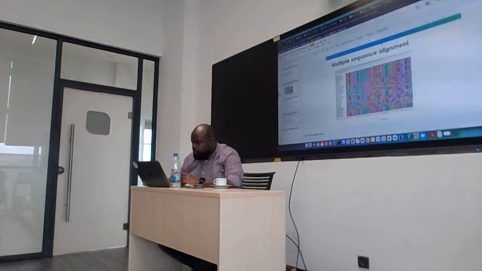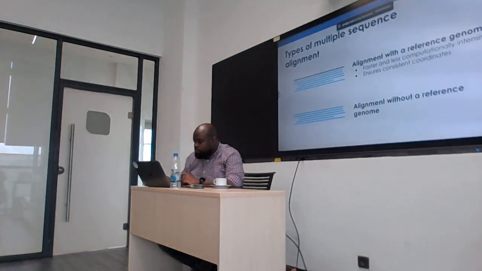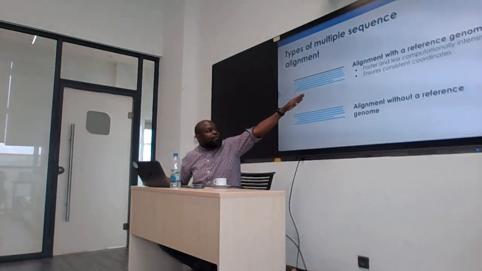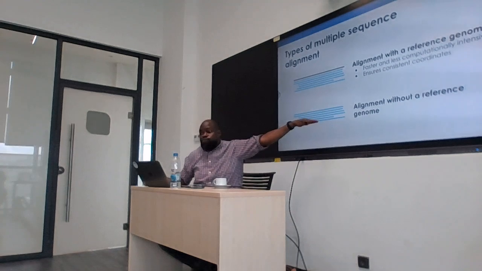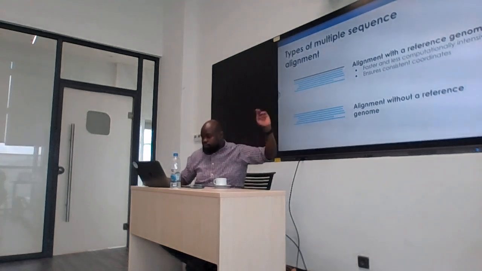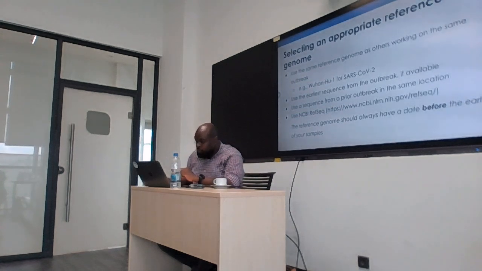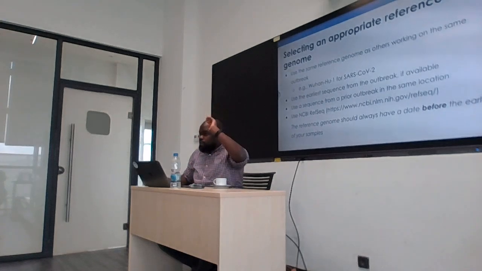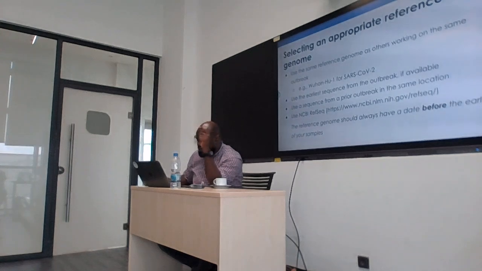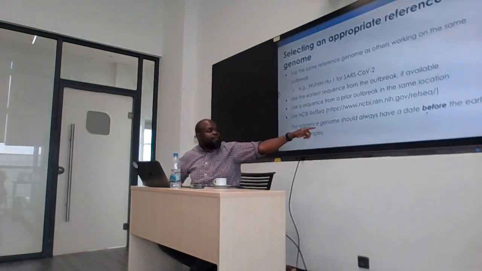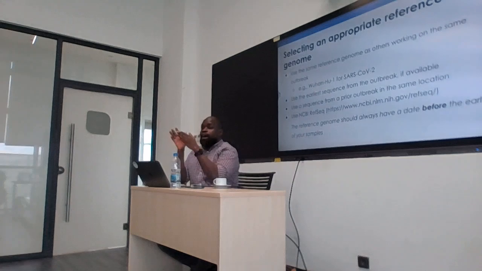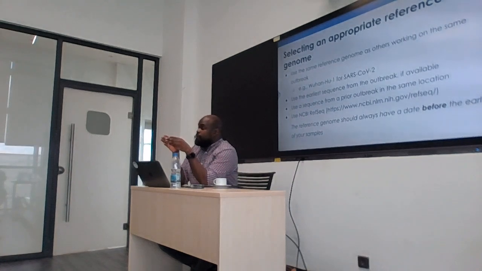So I'll go back here to my slide sets. You can either do an alignment with a reference or alignment without reference, which means you're aligning the sequences against themselves. And obviously, we talked about selecting the right reference genome. It's very important to be selecting the appropriate reference genome. And most often, you want the earliest sequence. So if you're analyzing clade 1B, you want to take the earliest clade 1B that you know of, right?